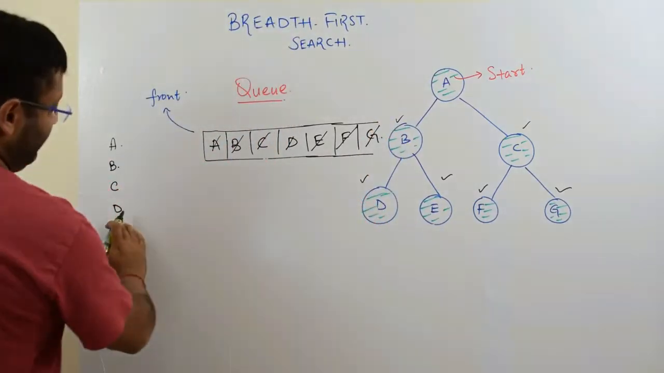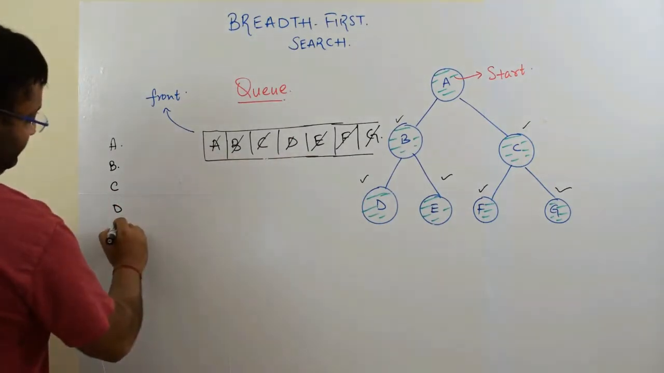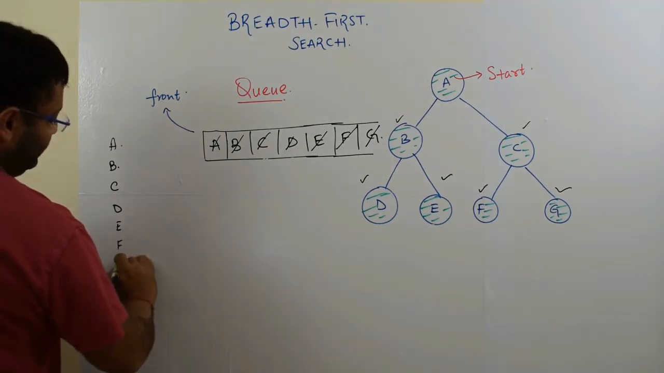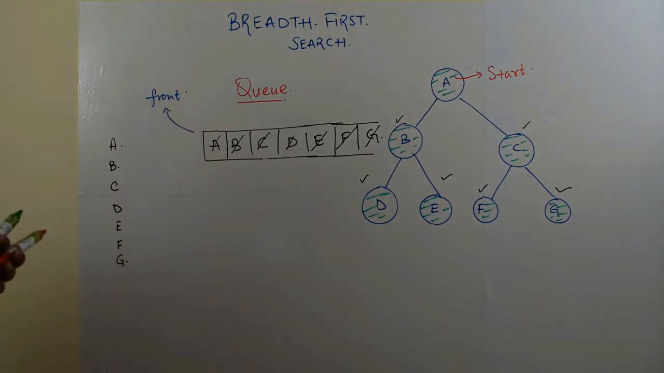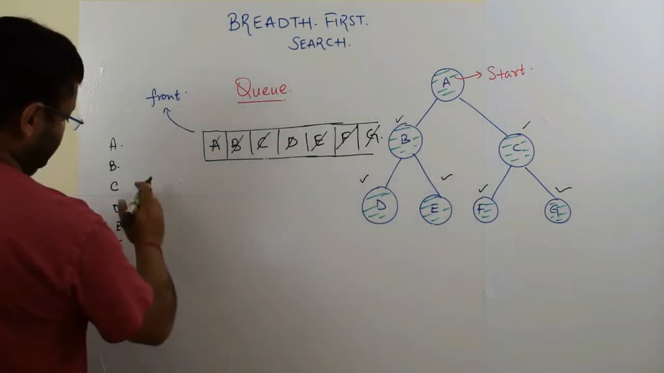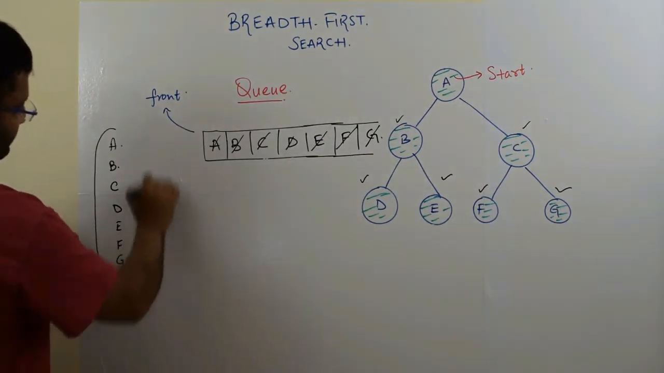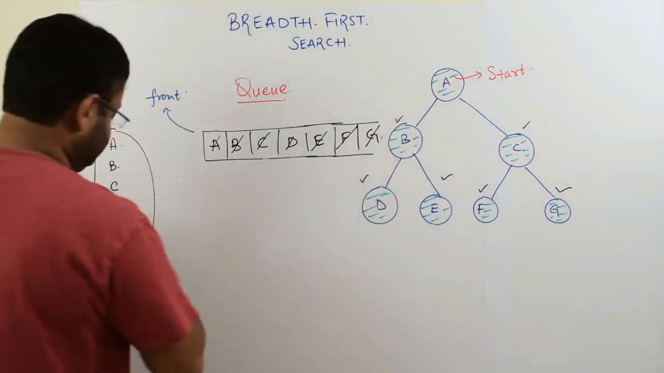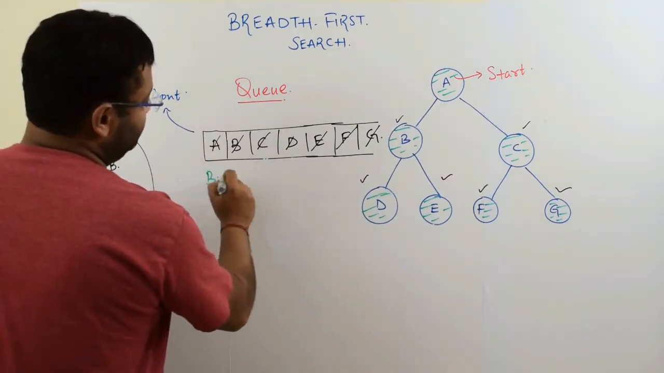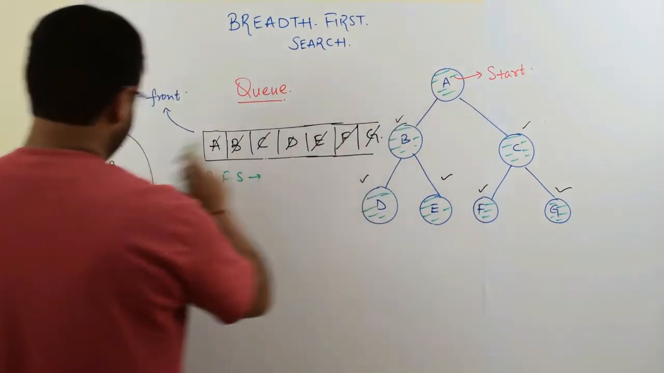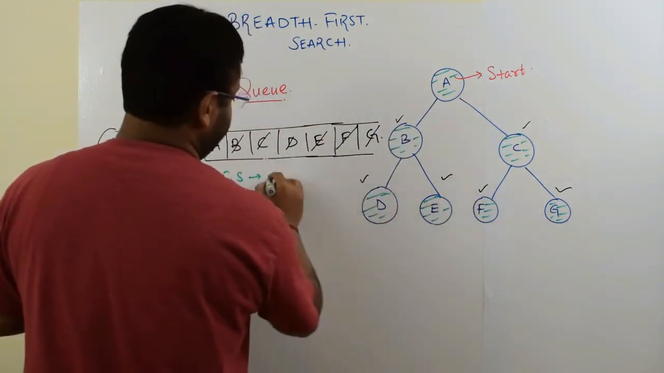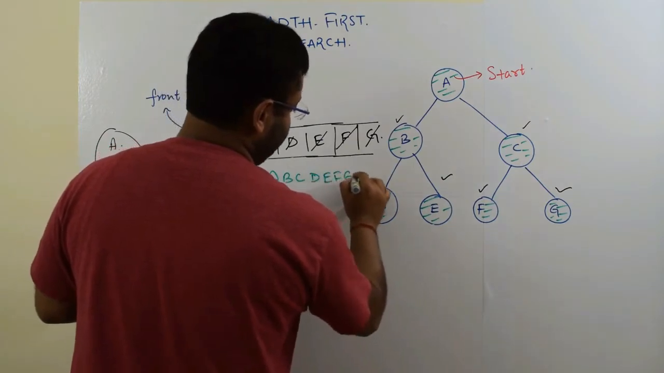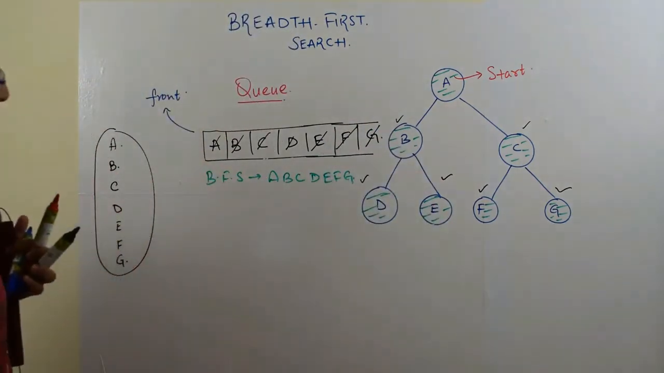So what would have been the order here? After D, you have taken out E and then you have taken out F and then you have taken out G, correct? So let me write it again here. So what has been the order? Again, this was the order, right? So this is nothing but your BFS traversal of this graph. So BFS traversal is nothing but A, B, C, D, E, F, G. Is it clear?